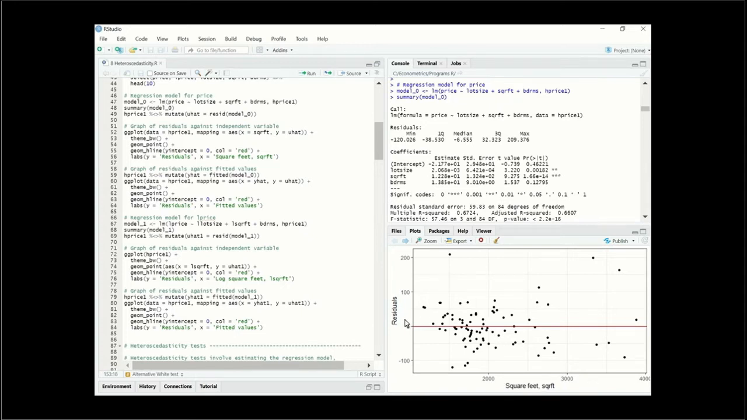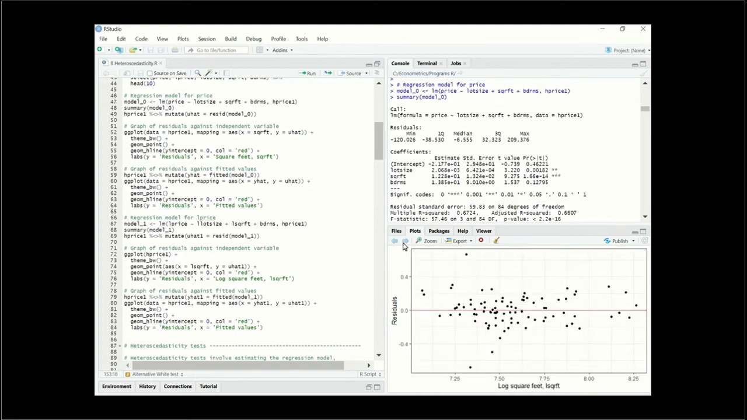Now instead of plotting these residuals against the square feet, let's plot them against the fitted values. This is the fitted values, the y hat. Again, we're seeing the same thing, where we have more variation in the residuals here and a little bit less variation here. So again, maybe this is a case where we're going to have heteroscedasticity. Again, very difficult to tell by visual inspection.